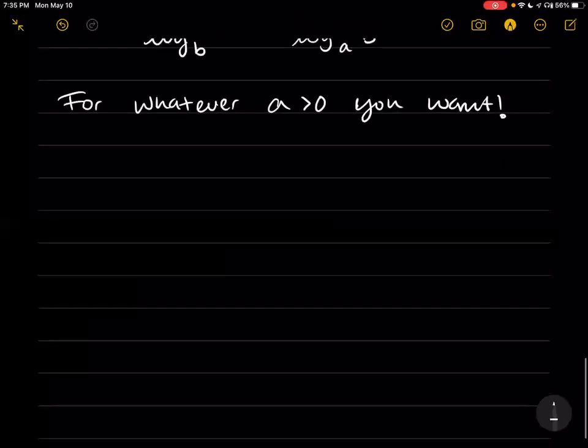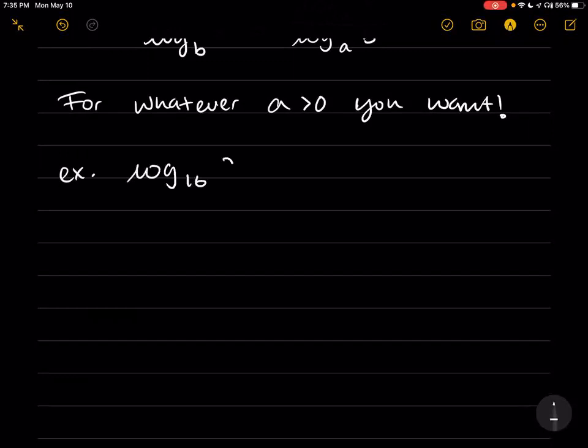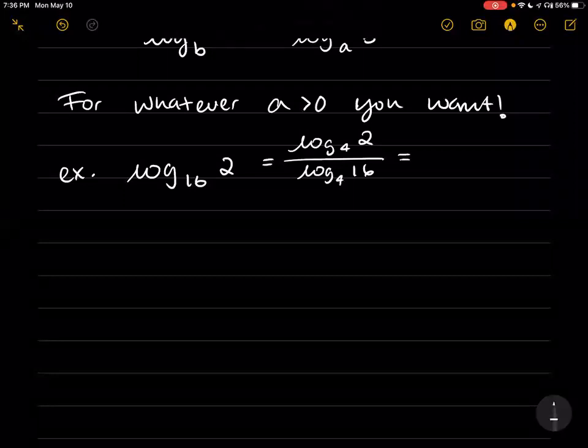So, for example, let's say I had log base 16 of 2. And what you can do is use the change of base formula. You can rewrite this as log base 4 of 2 over log base 4 of 16. Log base 4 of 2, 2 is 4 square rooted, so I think it's going to be 1/2, over, and then 4 times 4 is 16, so log base 4 of 16 is going to have to be 2. And so that's actually going to be 1/4.